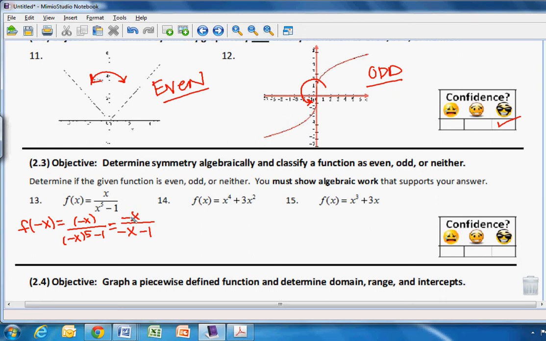So it's not the exact same function. It is not even, because we have a negative now here and a negative here. If this turned into a positive one, it would be odd, but it's not. So this case, we have neither.